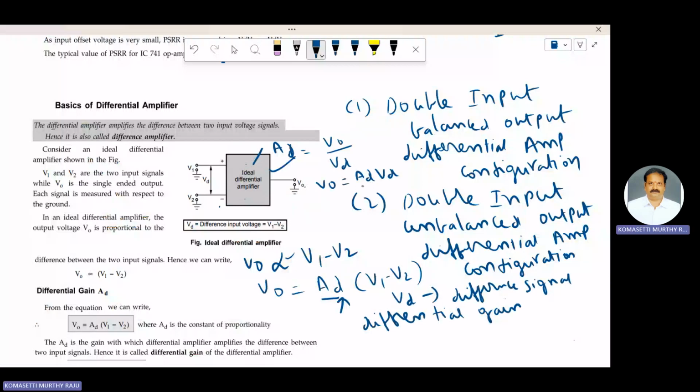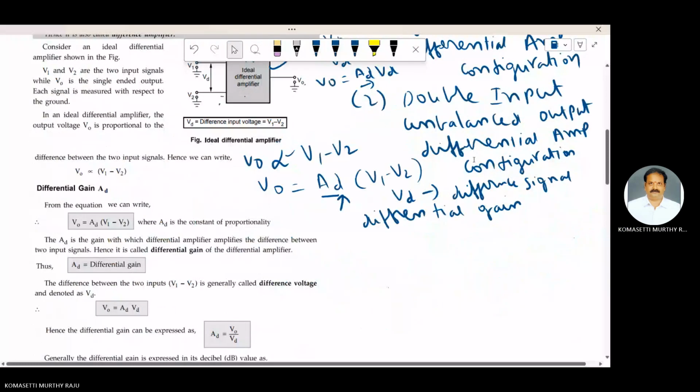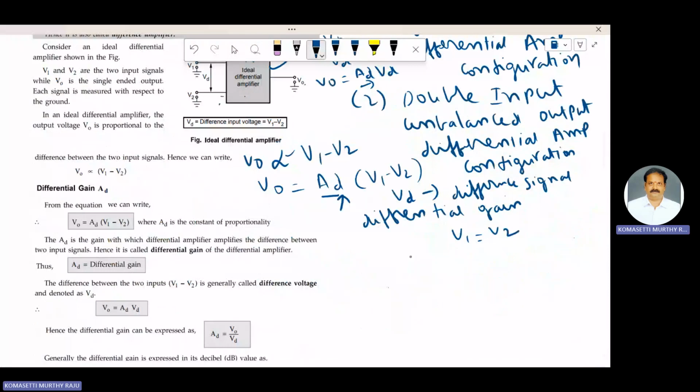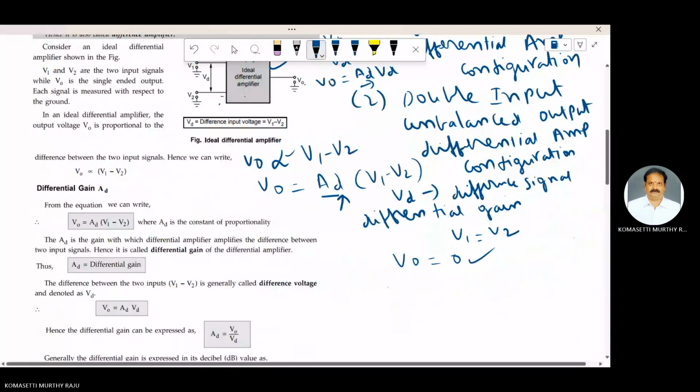Here, the D suffix means the input to the ideal differential amplifier is a difference signal. That is the reason the gain is called the differential gain, the differential voltage gain. In the ideal case, V1 and V2 are both DC values. If V1 is equal to V2, V0 is equal to 0. Ideal cases are not possible; some output voltage is there.